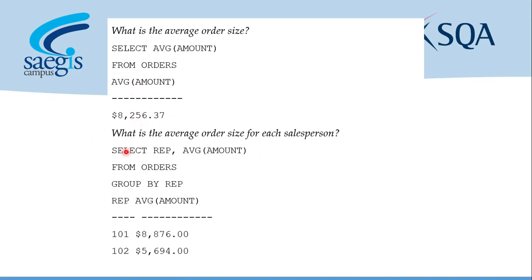So if you need to see the average order size for each salesperson, what do you need to do? Then you need to group this table by each salesperson. This is how you write the query: select representative, then give the average amount, from orders, then give the group by column. What will happen now? It is going to give the average for each salesperson.